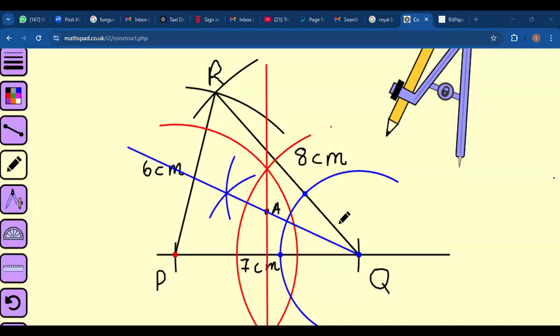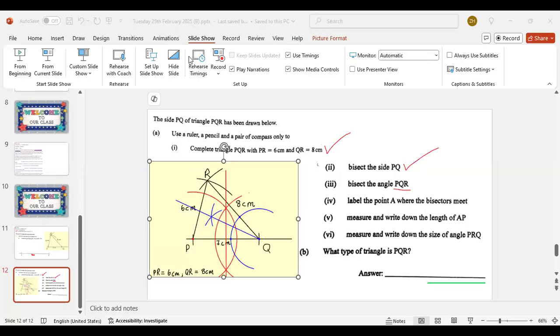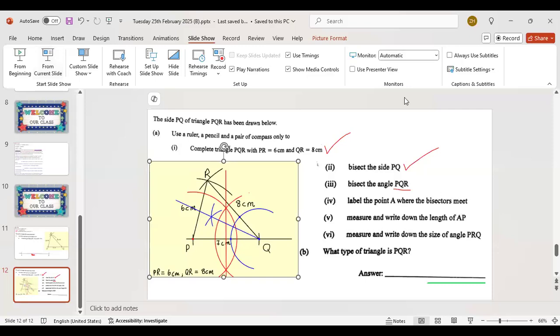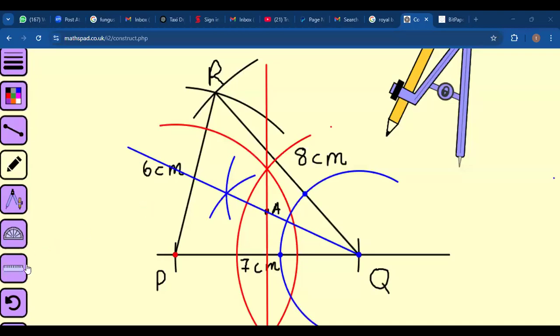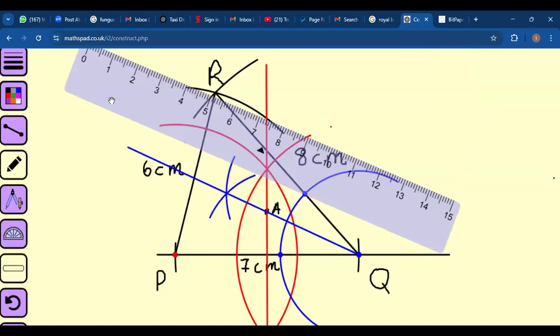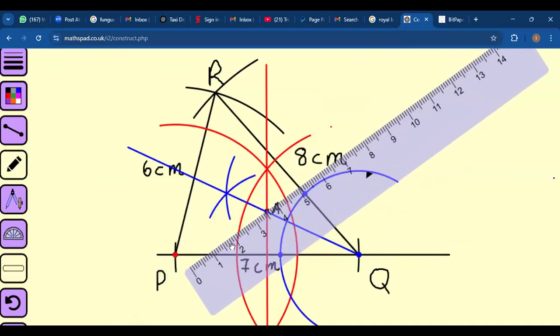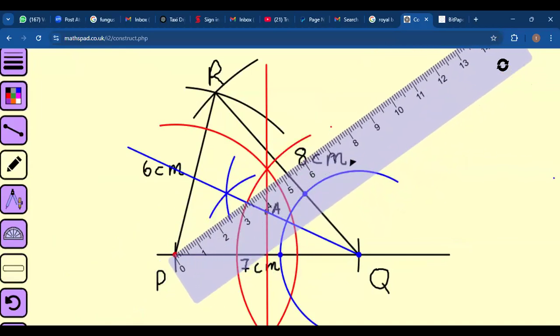Next, let's go back here. After we already labeled that, they said to measure and write down the length of AP, and measure and write down the size of angle PRQ. Now for AP, you have to measure and write down that length. We take our ruler and figure out the distance between A and P. You could go inside your own graph and figure out the distance.